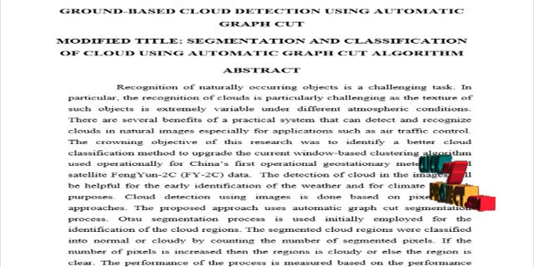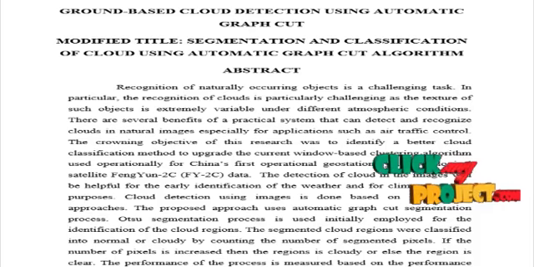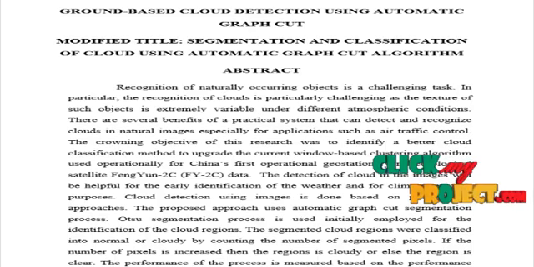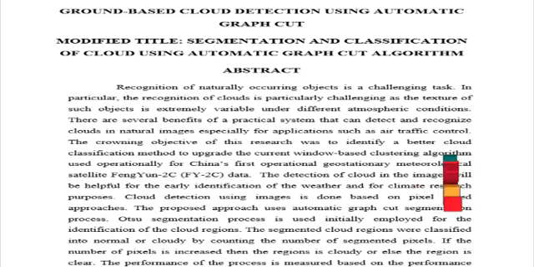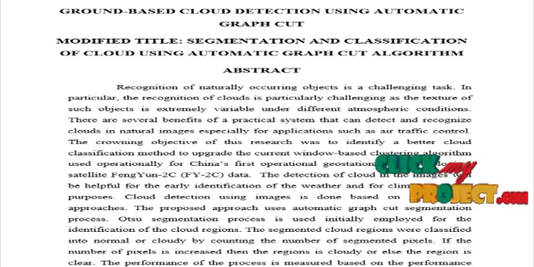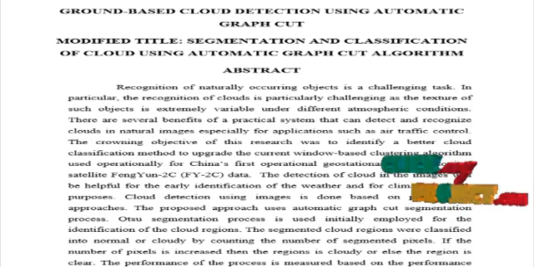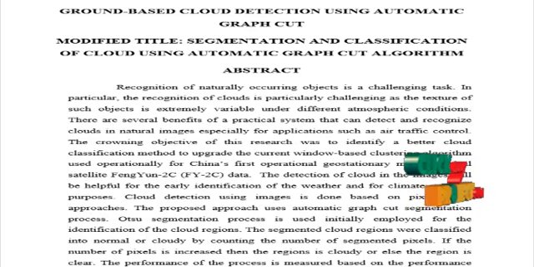Let us see the abstract of the process ground-based cloud detection using automatic graph cut. The detection of cloud in images will be helpful for the early identification of weather and for climatic research purposes. Cloud detection using images is done based on pixel-based approaches. The proposed approach uses the automatic graph cut segmentation process. The segmentation process is initially employed for the identification of the cloud regions.